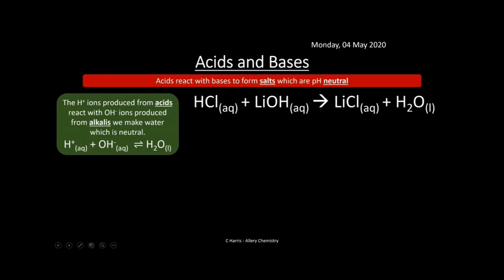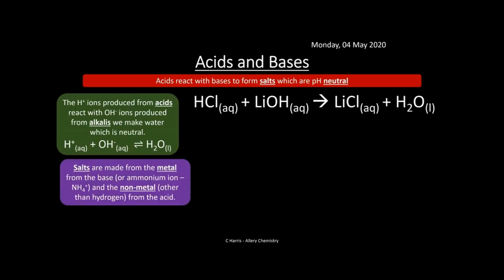So let's look at a specific one. This is hydrochloric acid reacting with lithium hydroxide. This is your base and this is your acid. This forms lithium chloride, which is the salt, and water, which is the neutral byproduct. Now salts are made from the metal from the base, or the ammonium ion if you're reacting an ammonium substance such as ammonia, and from the non-metal other than hydrogen from the acid. So you can see here that we have our non-metal, chlorine from HCl, and a metal from the base, and that forms lithium chloride, which is the salt.